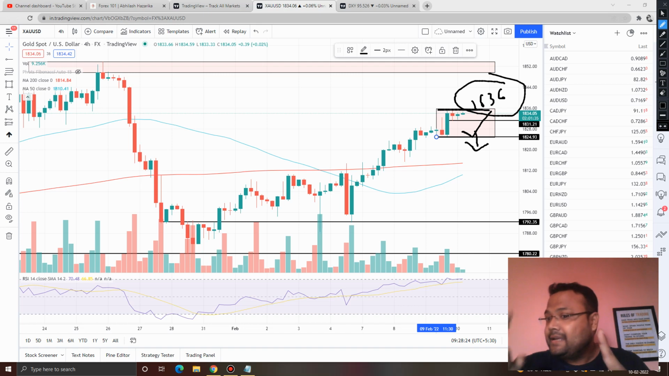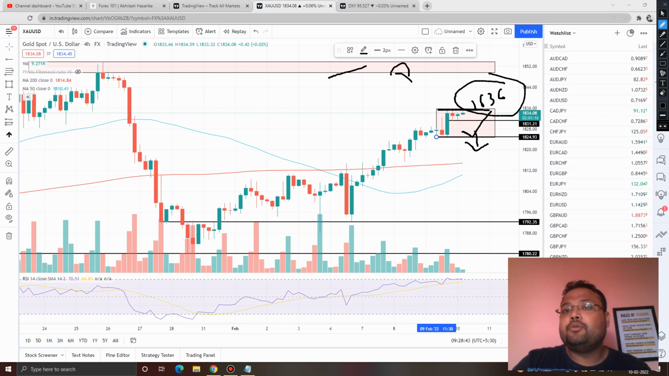For scalping, 1836 is the buy if the market breaks it. If the market comes down and bounces from the 1825 level, take a buy. If the market breaks the 1825 level, you can take a sell for scalping. Otherwise, 1850 is the resistance zone, where you can take a sell position for bigger profit. If the market comes down, then 1815 is also a support zone. So these are the levels.